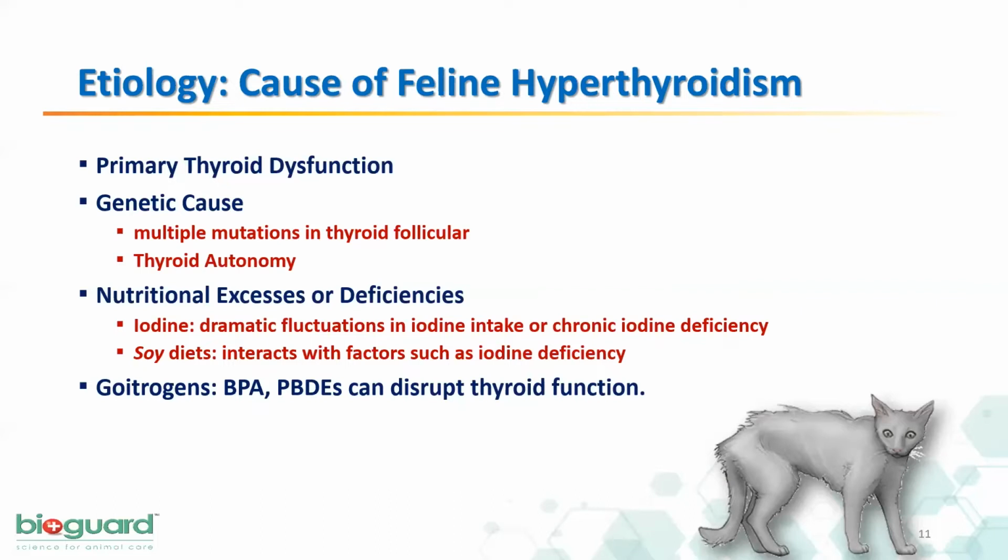Other than that, nutritional deficiencies or excess can also cause thyroid issues, such as iodine, which is the most important nutrient for the thyroid gland. So its fluctuation in the diet can cause some chronic diseases in the thyroid gland. Also, soya diets interact with other factors such as iodine deficiency. Also, some carcinogenic agents such as BPA and BDPs can also disrupt thyroid functioning.